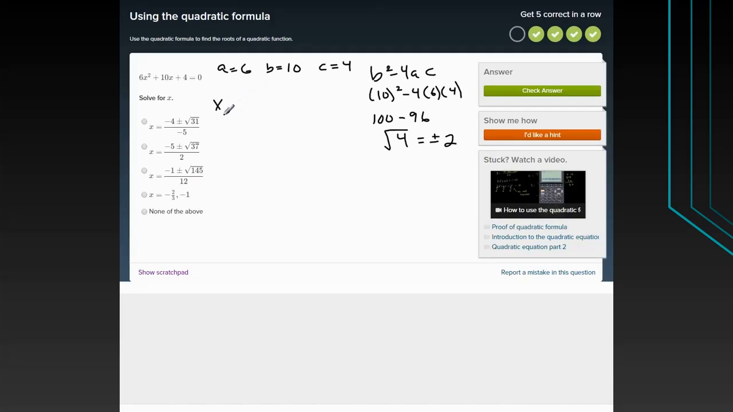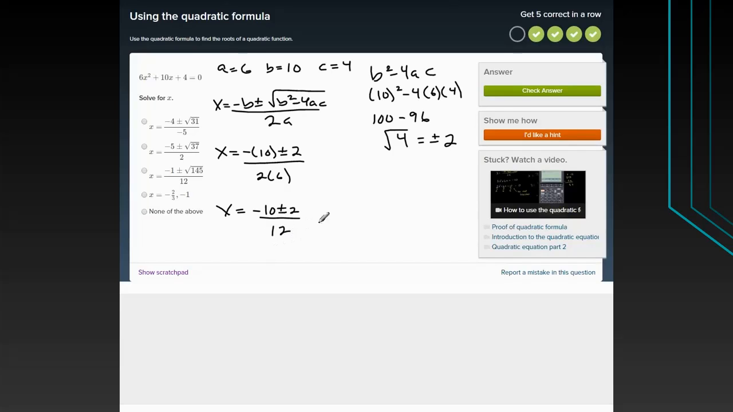So now we do the quadratic formula. Negative b plus or minus square root of b squared minus 4ac all over 2a. So x equals negative 10 plus or minus 2 all over 2 times 6. So I have negative 10 plus or minus 2 over 12. Now I have to do both of these possible solutions. So I do negative 10 plus 2, get negative 8, divided by 12. Both 8 and 12 go by 4. So I have negative 2 over 3.